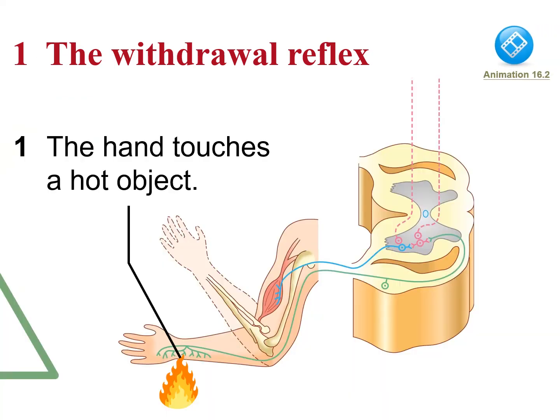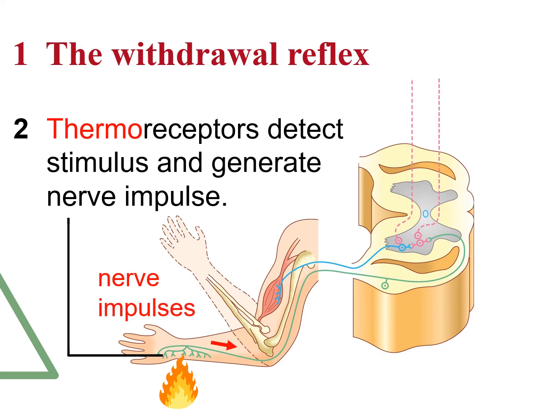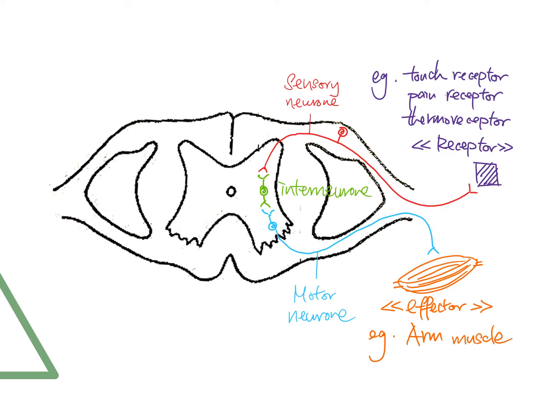When your hand touches a hot object, the receptor has two functions. The thermoreceptor detects the stimulus and generates nerve impulse. After your thermoreceptors detect the stimulus, the hot temperature, and generate nerve impulse, the nerve impulse will travel along the sensory neurons to the interneurons, and then out of the motor neurons and goes to the effector. That is, this time, the arm muscles.